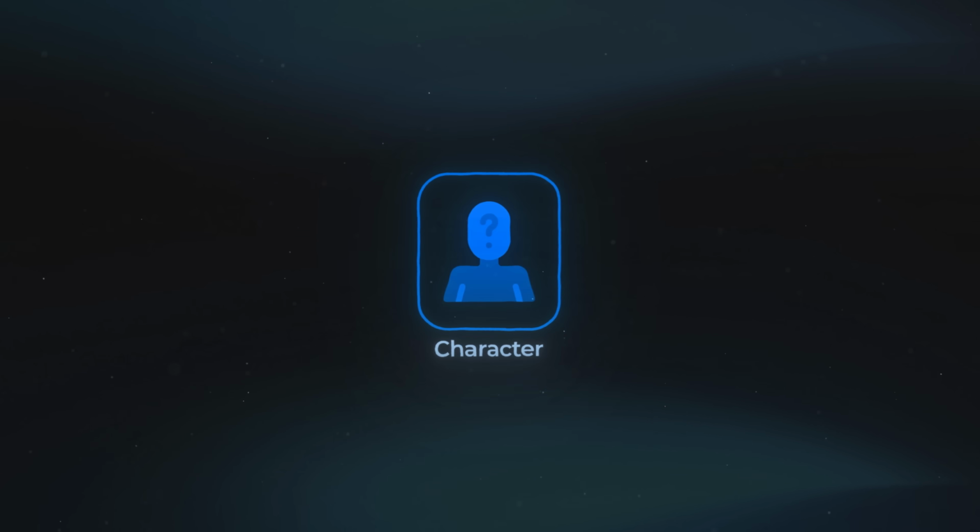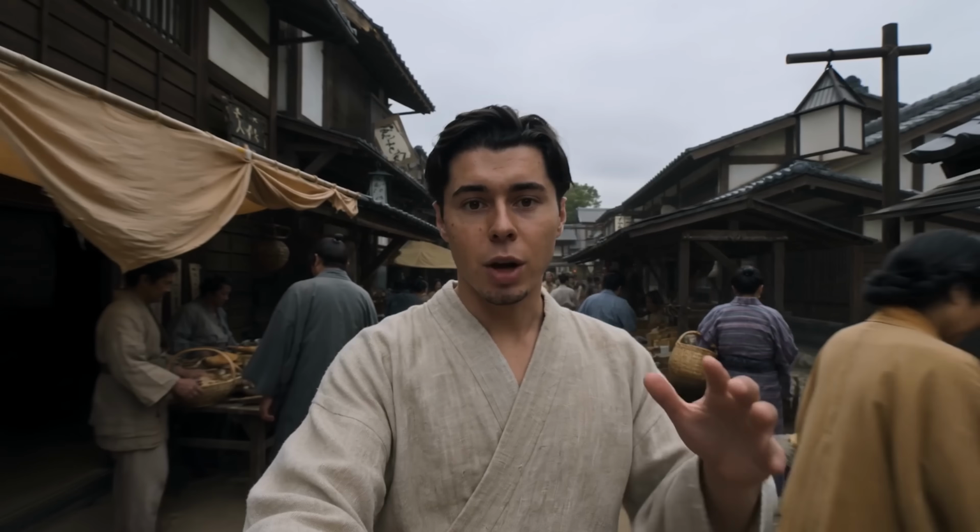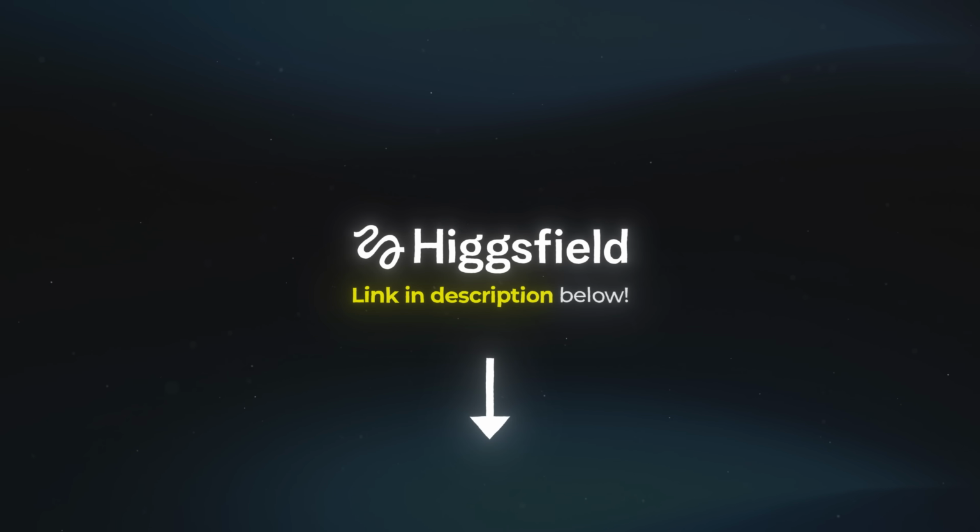But now that we have the story, we need to start building the pieces that go into the actual video. And we'll start with the character. And for this, as well as for all the image and video generations, I'm going to be using Higgsfield. It has all the models and features you need to create professional looking videos.